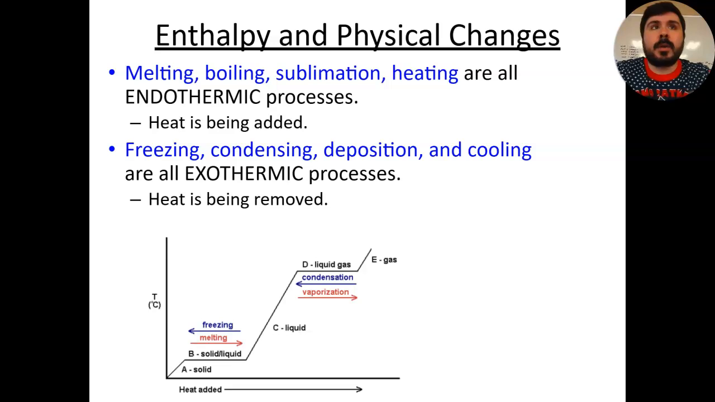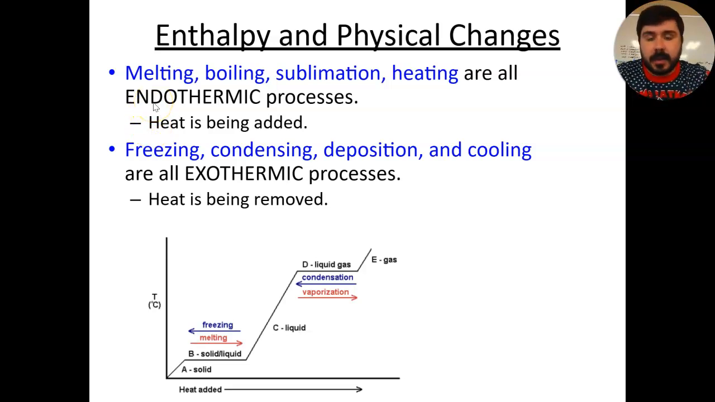Now, this quick slide here is more so talking about the physical change aspect of enthalpy. There isn't going to be too much calculation regarding these physical changes in your delta H values. This is more about determining the type of process it is whenever you encounter any of these physical changes. In this case, we're talking about phase changes. Things like melting, boiling, sublimation, or heating are all endothermic processes.